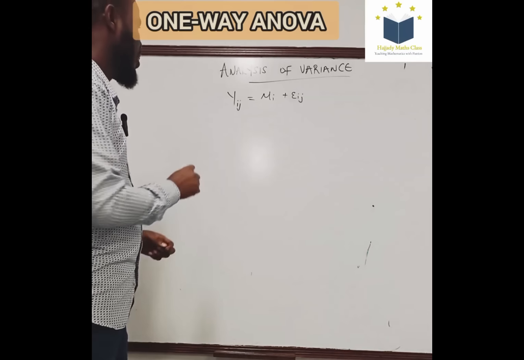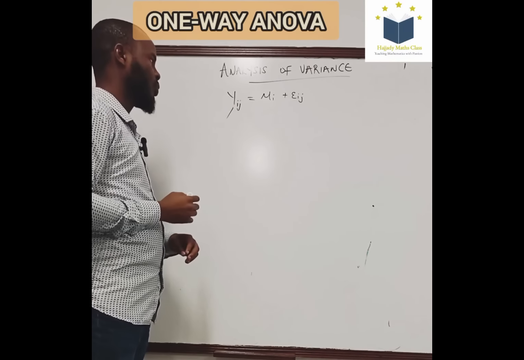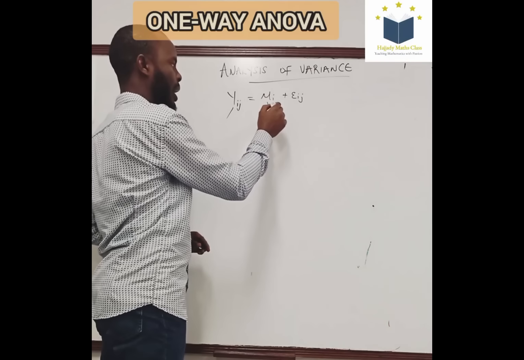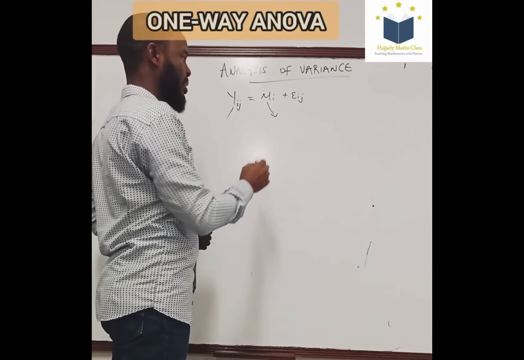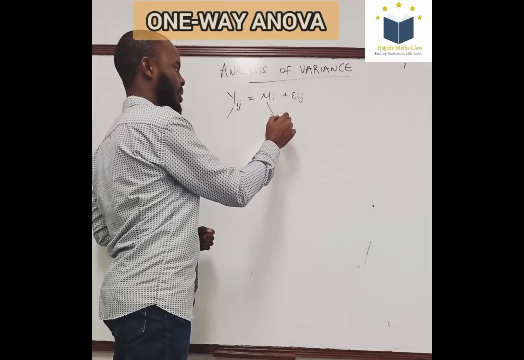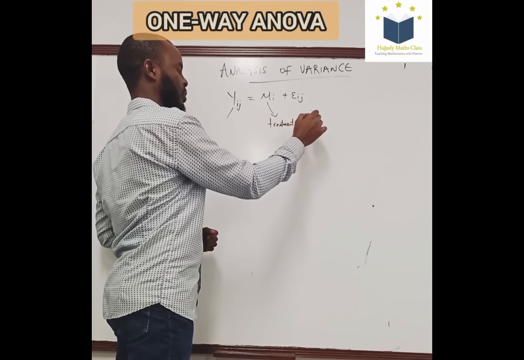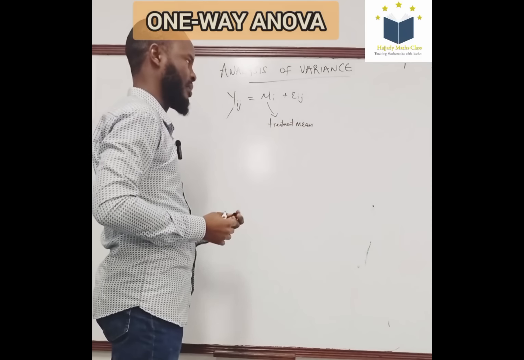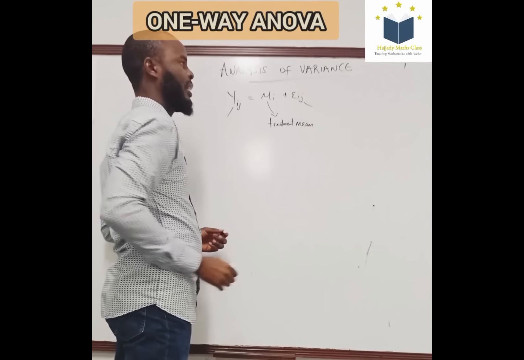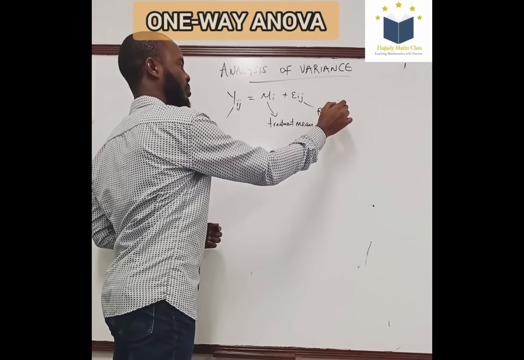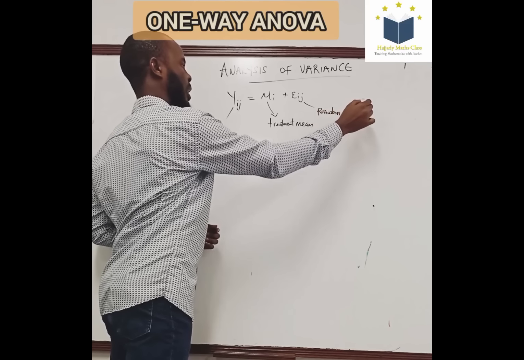So here we have our Yij. This talks about the observation. And we have our mu i. So the mu i is the same thing as the treatment mean. This is the mean of the treatment being assigned. And we have our Eij, which is also known as the random error.